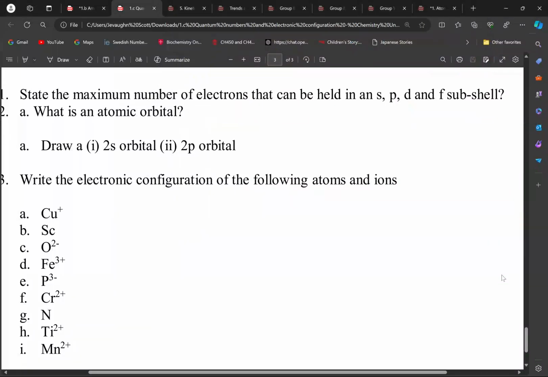2, 6, 10, 14. Lovely. What is an atomic orbital? Somebody else? So this would be 2, this would be 6, this would be 10, and this would be 14. Right? Atomic orbital. What is an atomic orbital?